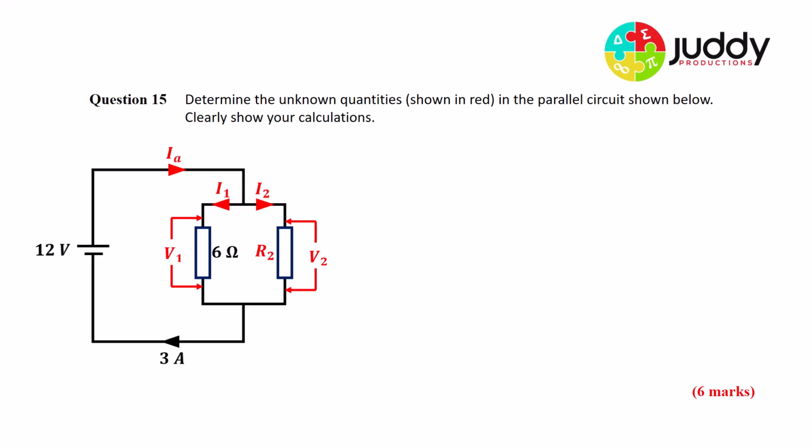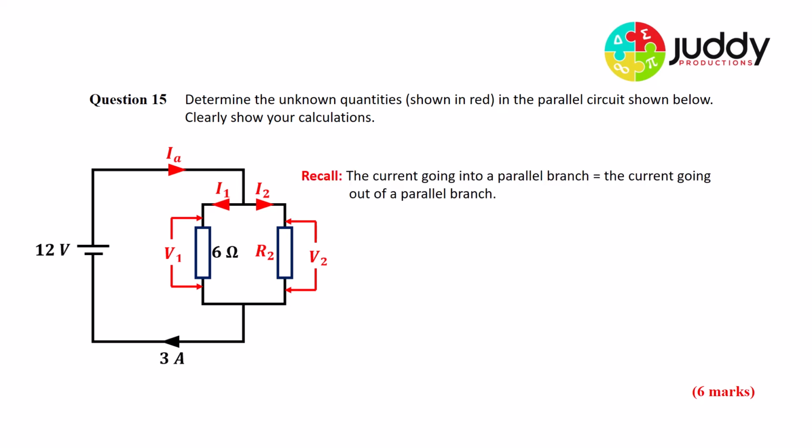Determine the unknown quantities, again shown in red, in the parallel circuit shown below, and you're asked to clearly show your calculations. This question is worth 6 marks because there's 1, 2, 3, 4, 5, 6 unknowns shown in red. Have you got these questions? Then check out these solutions.